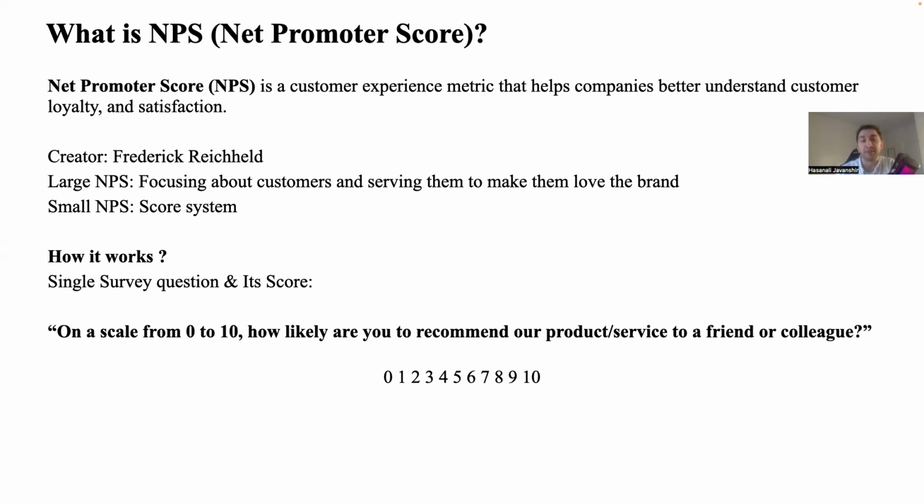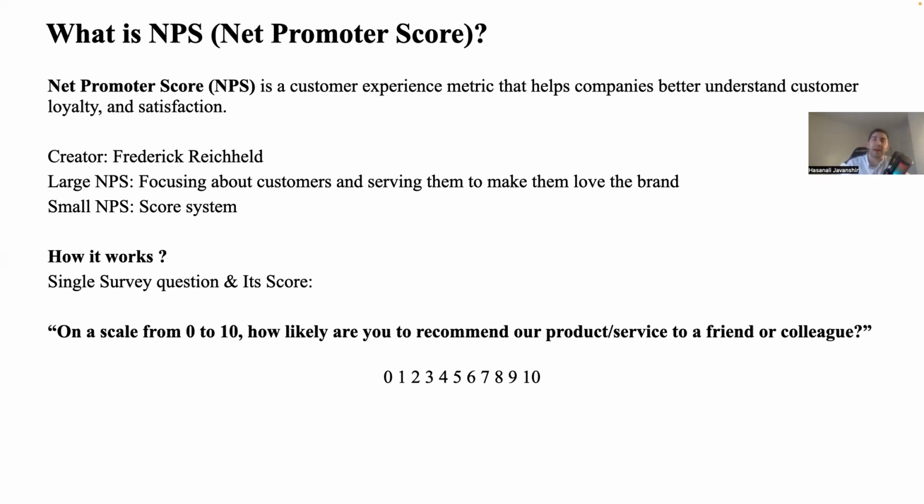It is a single survey question, and you might see it in the below part. Also, you might actually have answered this question in the past. So usually companies send this question and ask, on a scale from 0 to 10, how likely are you to recommend our product or service to a friend or colleague? Then you are given 11 numbers from 0 to 10 and you select one, and after collecting all the numbers that the customers gave, they find the NPS score.